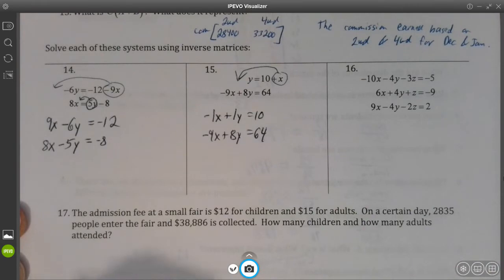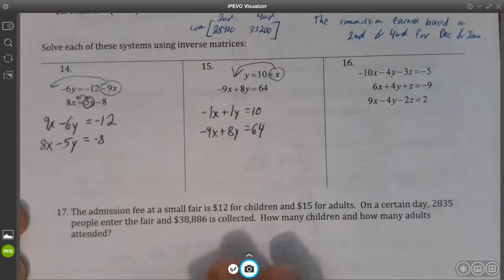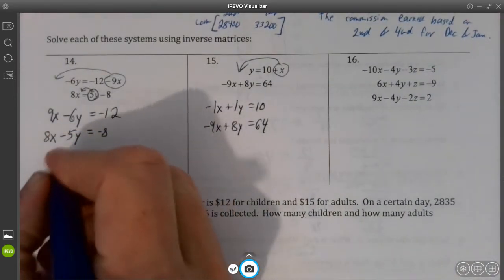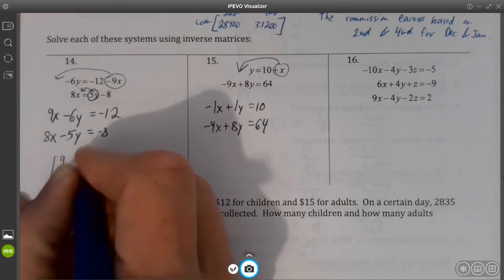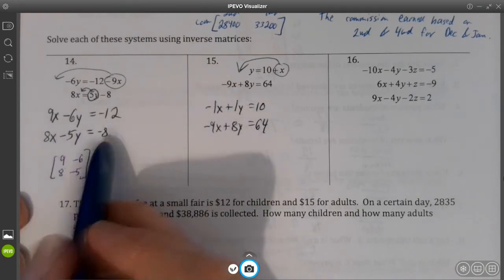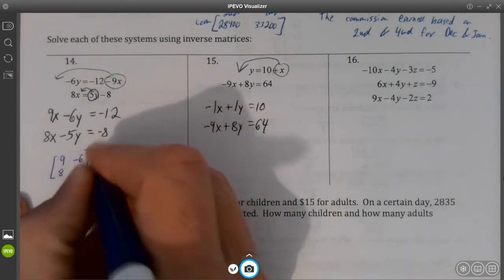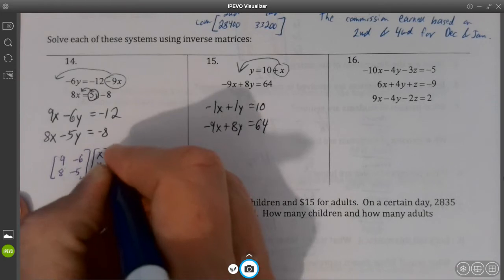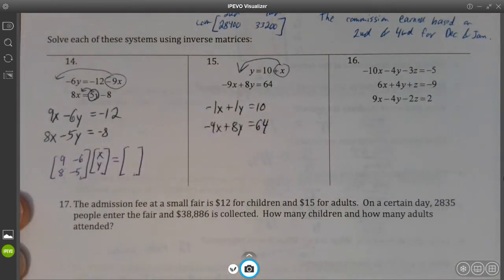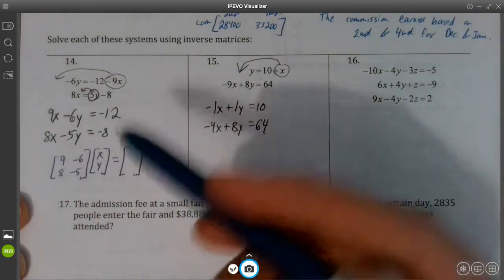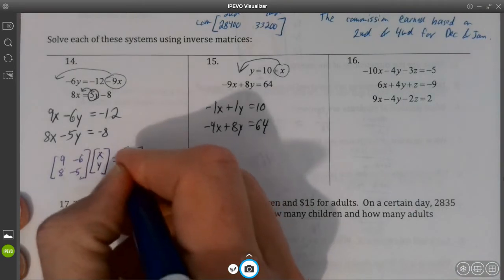All right, I'm changing colors just for fun. We're going to write these as matrices, all three of them, then we'll do this word problem down here. So 9, negative 6, 8, negative 5. We have two equations and two unknowns, so we're going to have a 2 by 2 matrix here. And then x, y. And the beautiful thing about this is that if you were to use matrix multiplication that we have not done by hand, you would end up with this equation right here. So then we have negative 12 and negative 8.